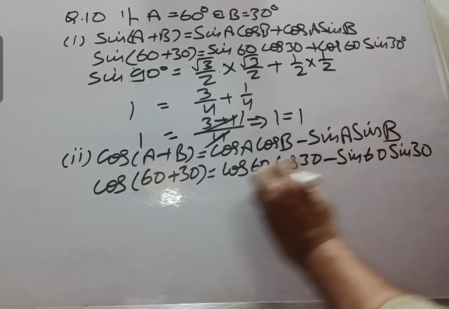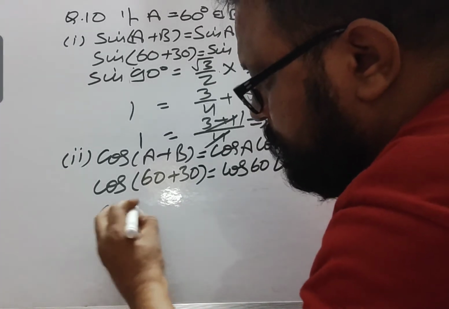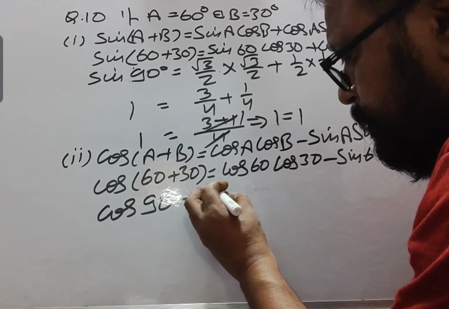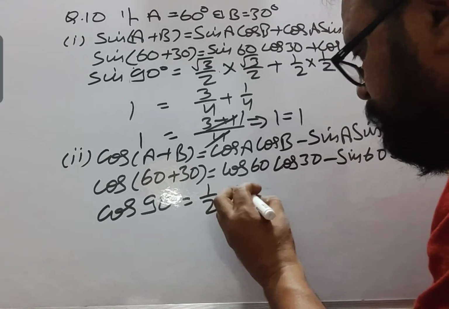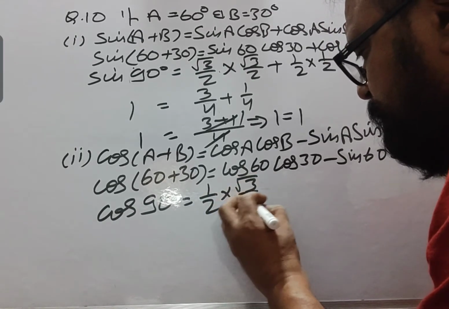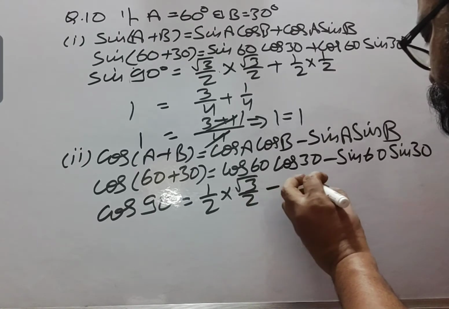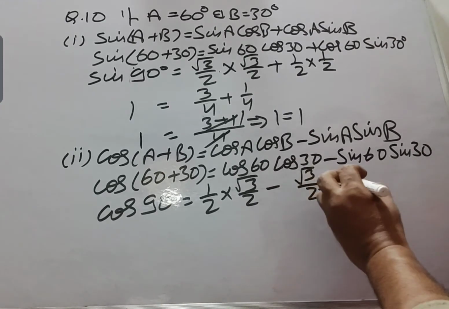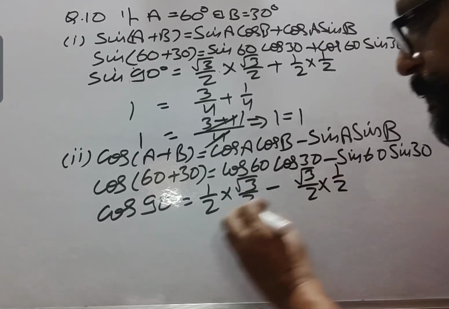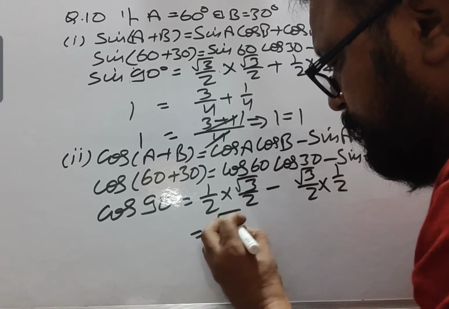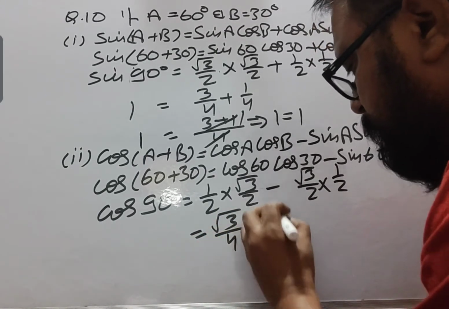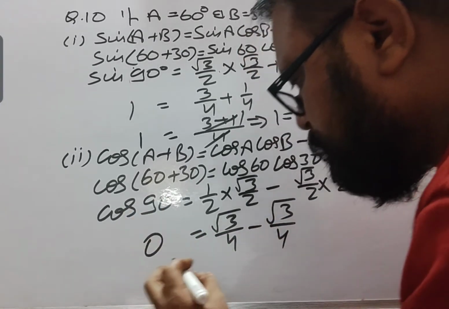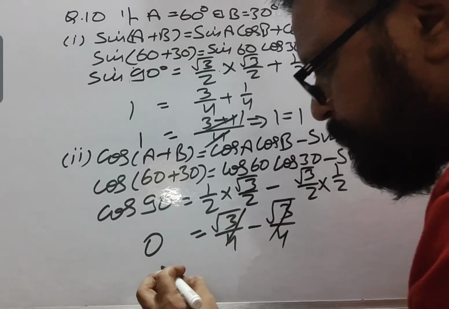So cos 60 is 1 upon 2 into cos 30 is root 3 by 2, minus sin 60 is root 3 by 2 into sin 30 is 1 by 2. When we multiply, we get root 3 upon 4 minus root 3 upon 4. So it becomes 0. So cos 90 is 0. So 0 is equal to 0.